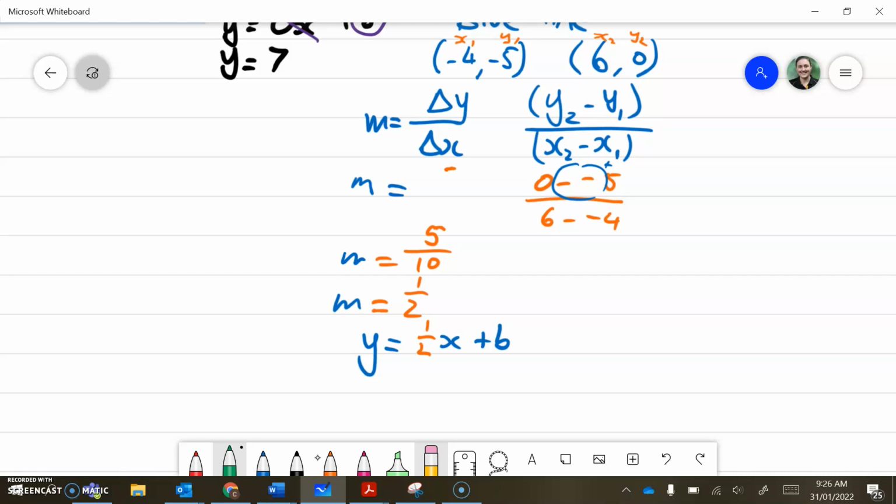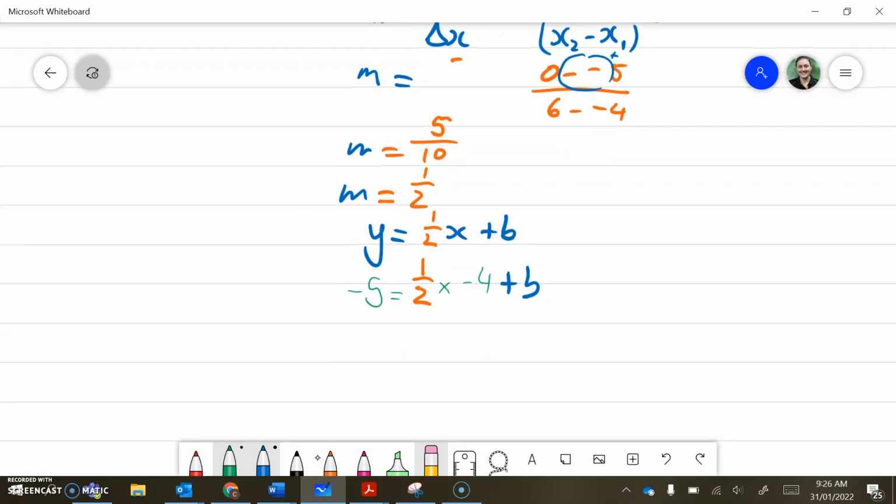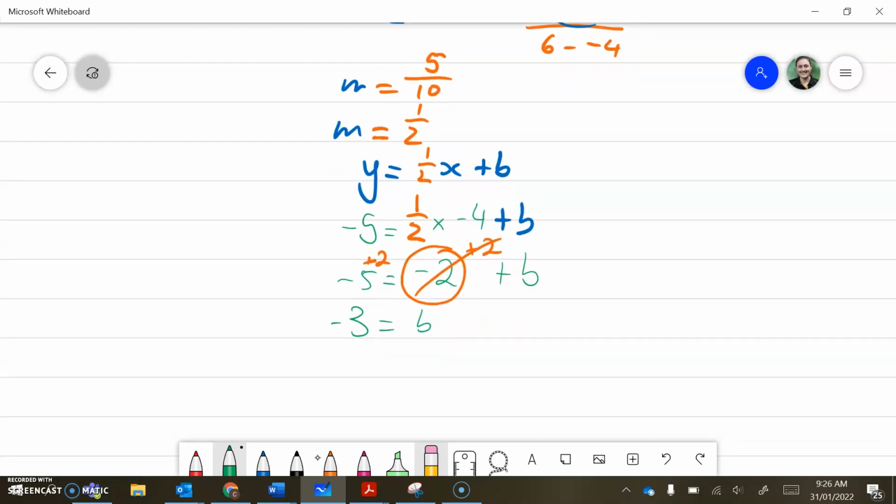first ordered pair. So that would mean that I've got -5 equals a half times -4 plus b. So -5 equals, now a half times -4 is -2 plus b. To move -2 to the other side, I need to add 2 so that it cancels out. So I add 2 to that other side, and -3 equals b. So you can see our y-intercept is -3, as we read from the graph. So our equation would be y equals a half x minus 3.